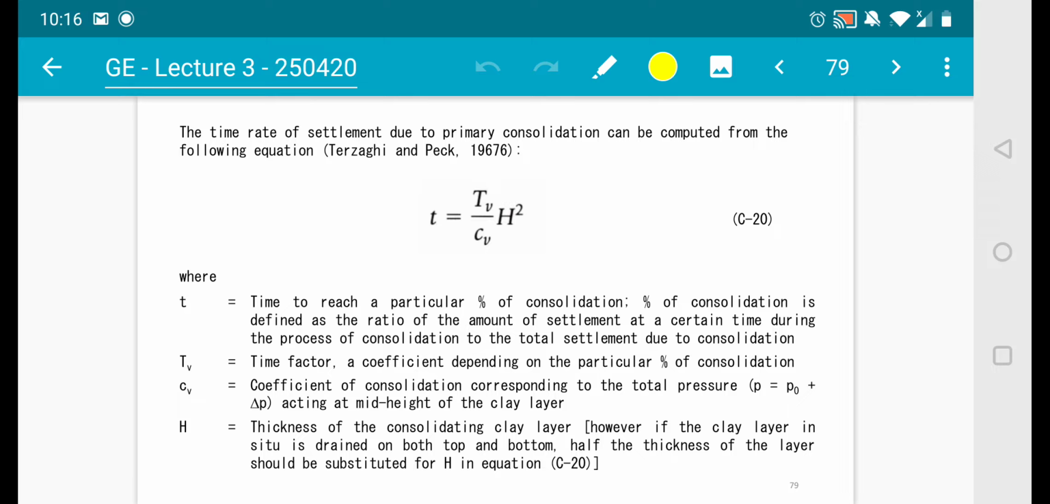Now, apart from calculating settlement due to primary consolidation, you also previously in your lab work have been presented with time rate of settlement due to primary consolidation. This is what you calculated before. So this gives you the time rate of settlement, okay, due to primary consolidation, and it's by Terzaghi and Peck in 1976.